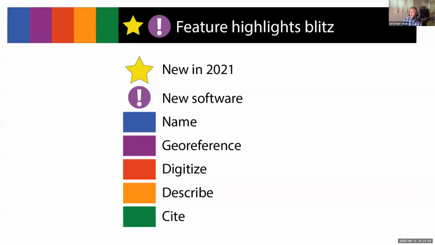Okay, so there will be a little legend, a black bar at the bottom of all of those, and those will sort of classify the features into those categories that we talked about in the first talk. This is a category about names, about georeferences, about digitization, about describing taxa, about citing taxa. The starred entries are new in 2021, and the purple exclamation is completely new software. It's not TaxonWorks, though it may feed off TaxonWorks data.